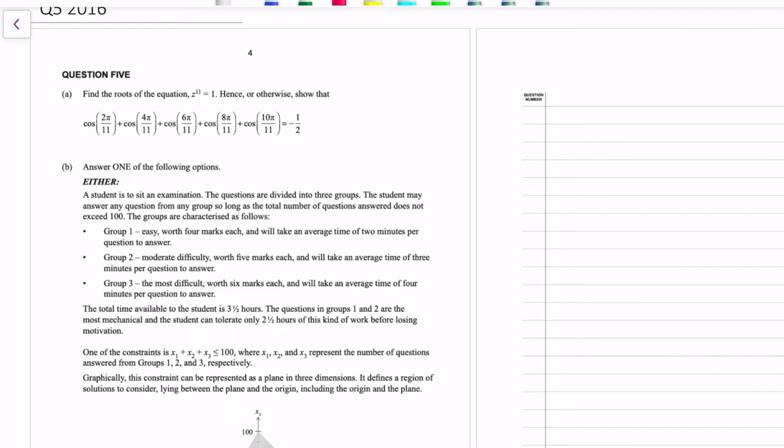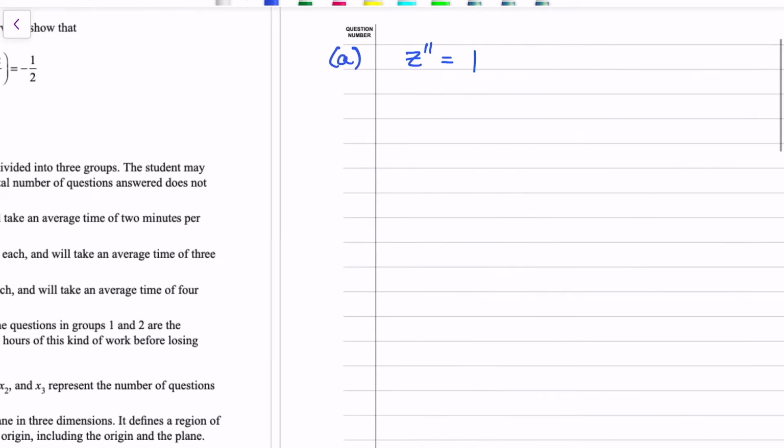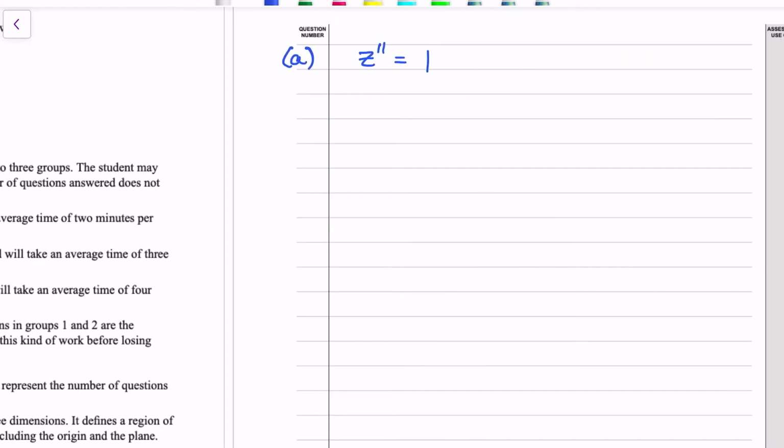Alrighty, question A asks us to first up find the roots of z to the 11 equals 1. So this is a merit question where we use de Moivre's theorem to solve it.